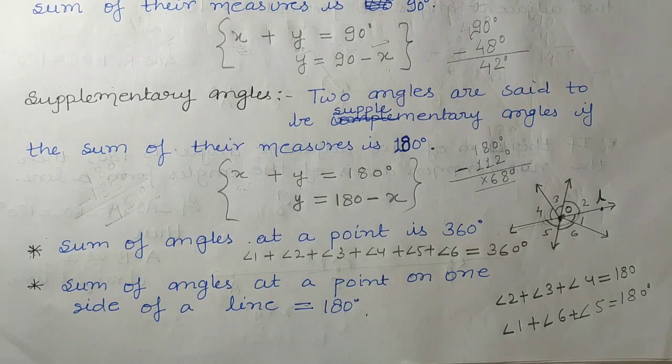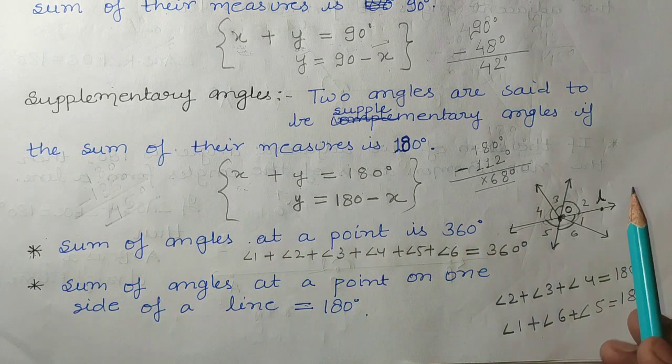After that, we have seen two note points. And what are the note points? Sum of angles at a point is 360 degrees.